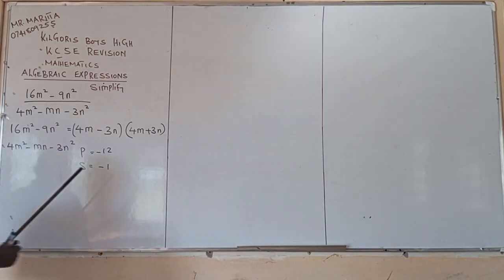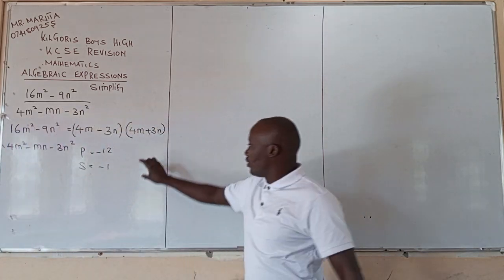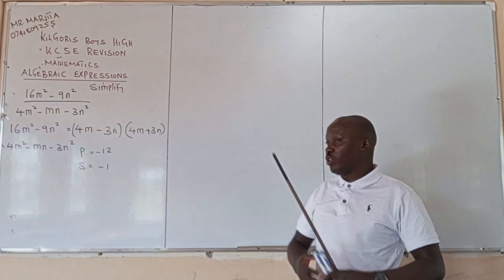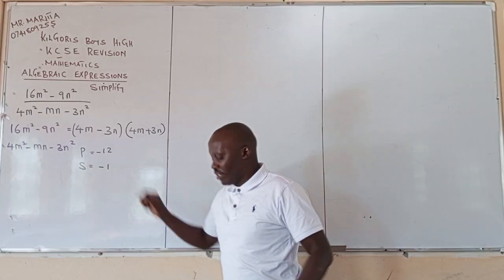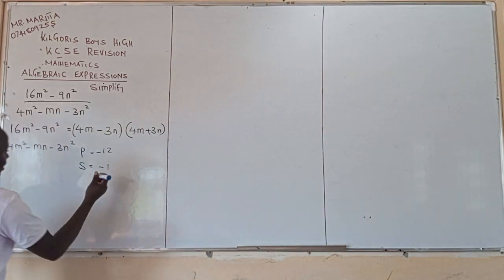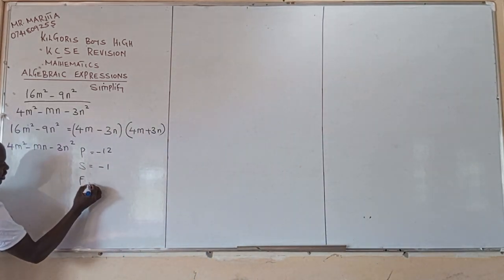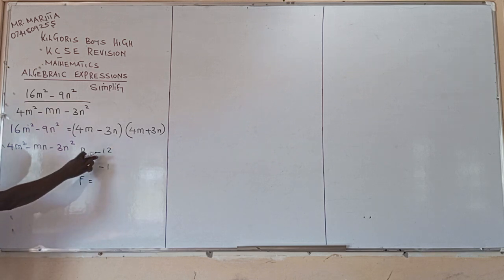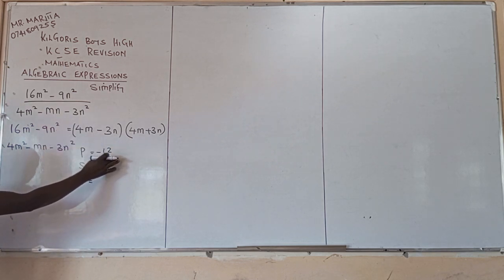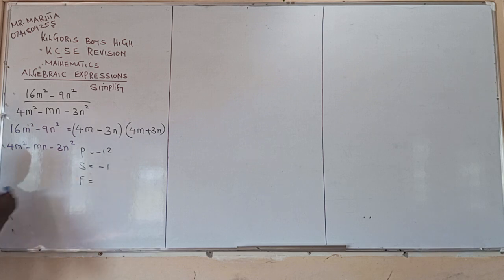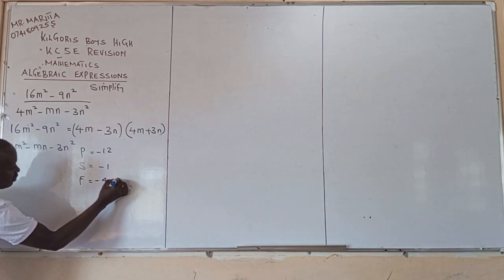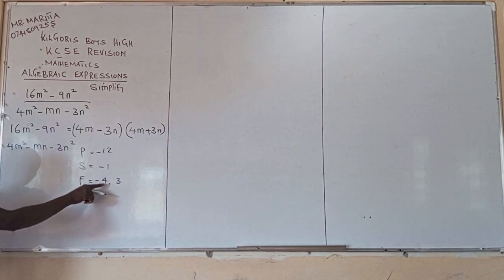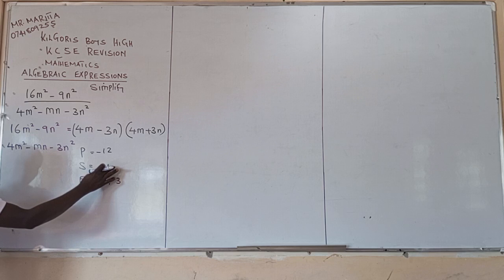Now what are the factors? Two numbers that will give a product of negative 12, and the same numbers without interchanging them give us a sum of negative 1. So you find the factors, the numbers which can give us a product of negative 12 and a sum of negative 1, which are negative 4 and 3. Negative 4 times 3 gives us negative 12. Negative 4 plus 3 gives us negative 1.